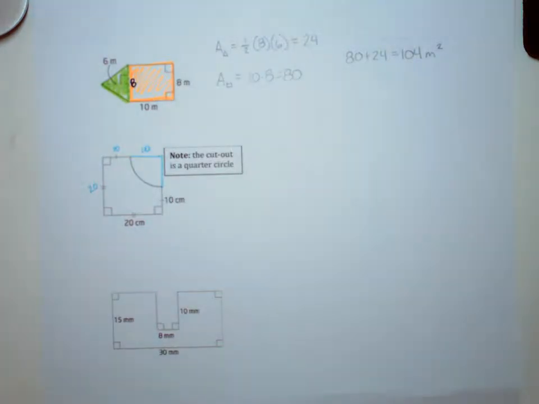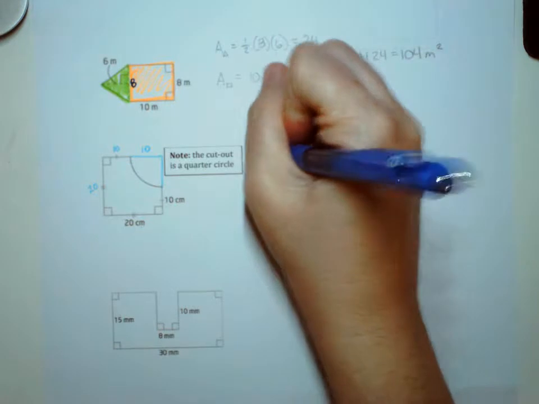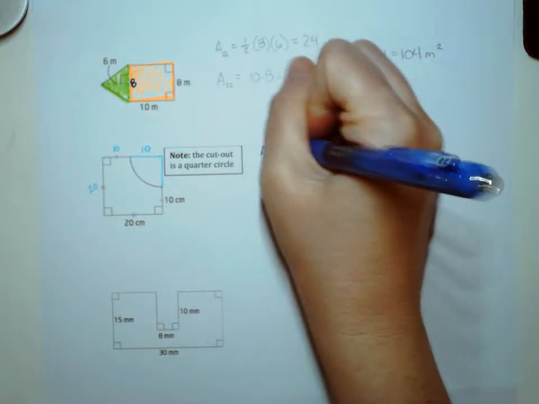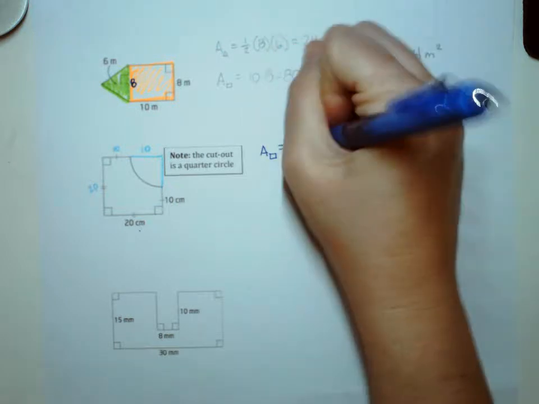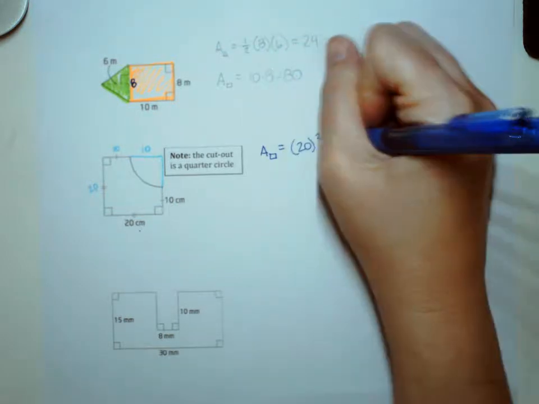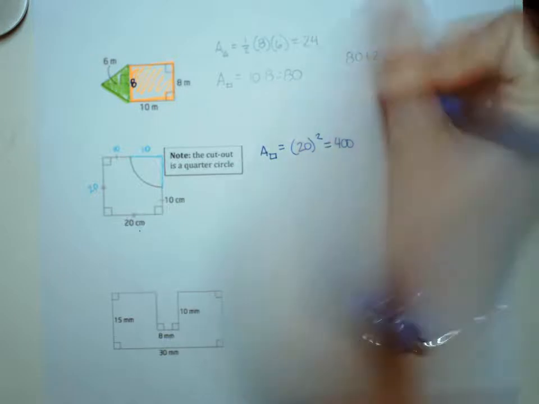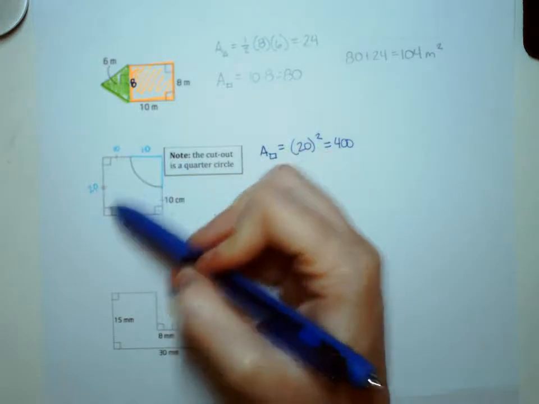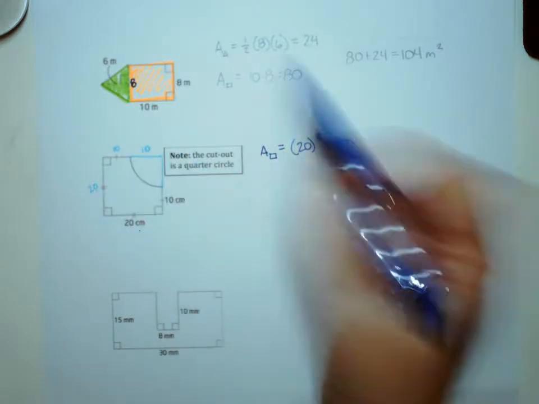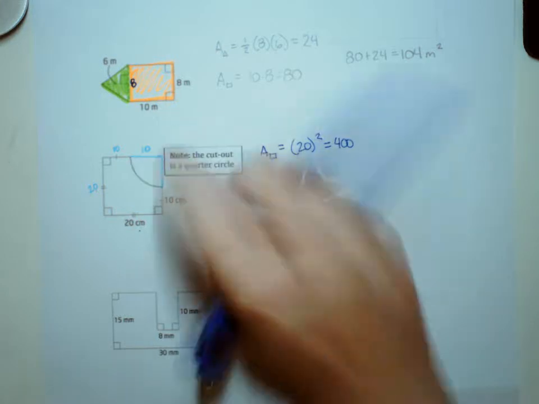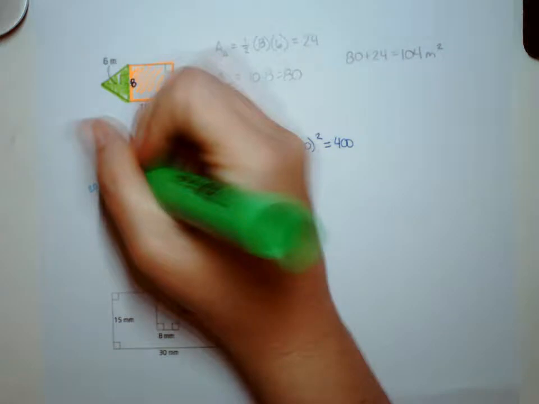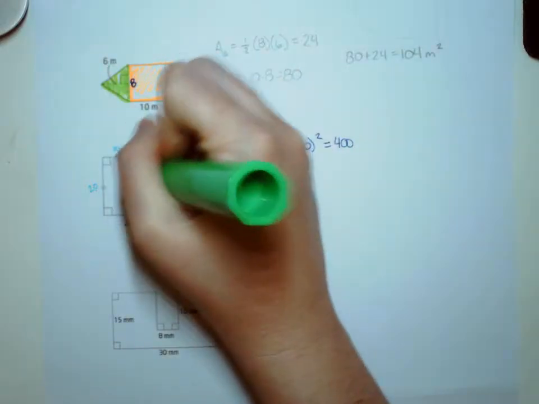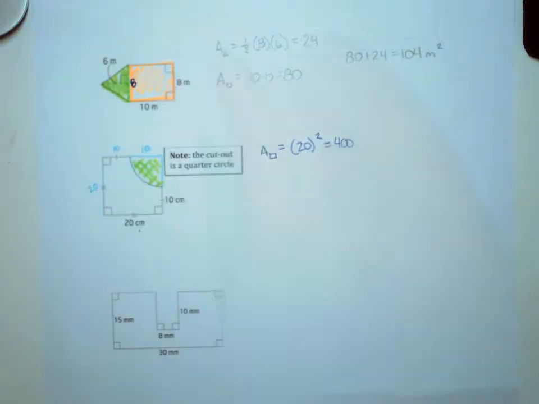Okay, so I know that I can find the area of the entire square by doing 20 times 20, or 20 squared. It's a square, so squaring, which is 400. But that's the area of this entire thing, right? And I want to cut this piece out. It's not actually there, so I have to also find the area of this quarter circle.